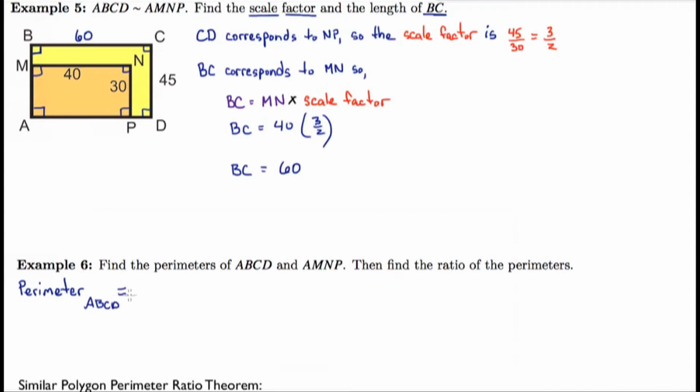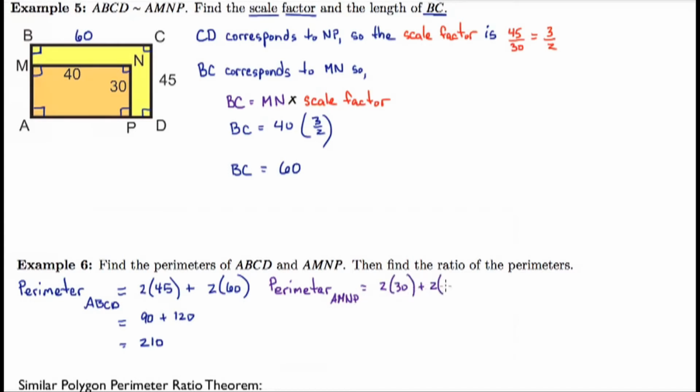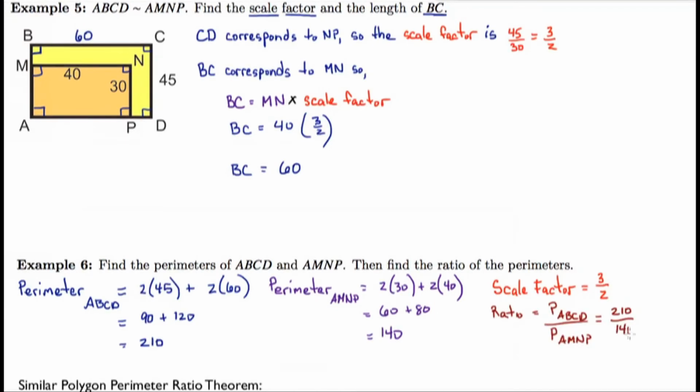So in example 6, find the perimeter of ABCD and AMNP in the figure above. Then find the ratios of the perimeters. So we're going to assume that these are right angles here, that these are rectangles. So the perimeter of ABCD would be twice 45 plus twice 60, which is 210. The perimeter of AMNP would be twice 30 plus twice 40, which would be 140. So the scale factor that we saw before is 3/2. So the ratio of the two perimeters would be 210 over 140, which is 3/2.